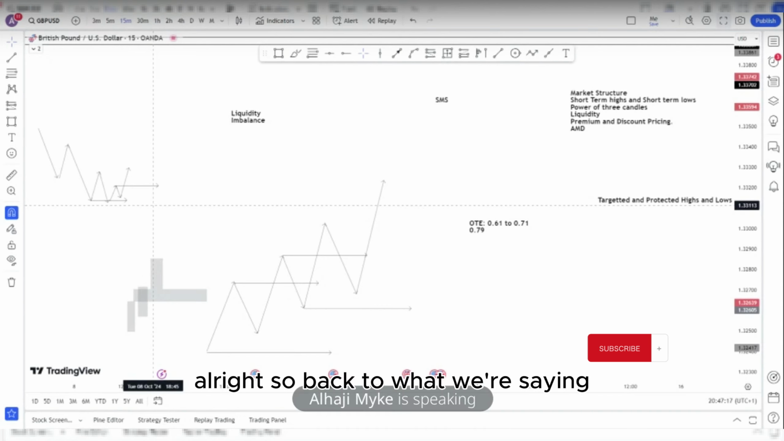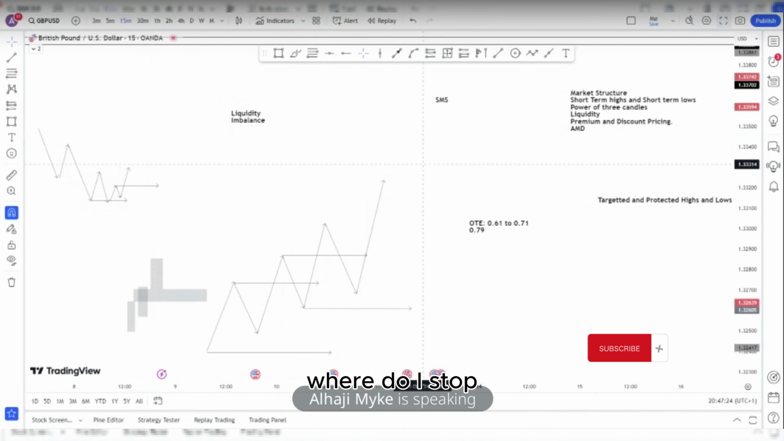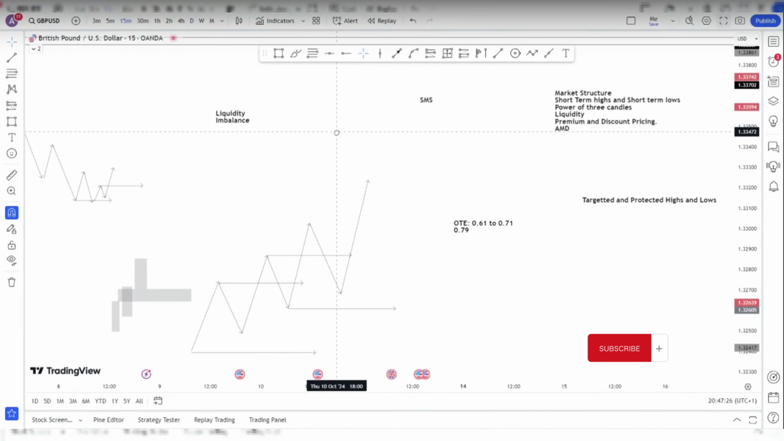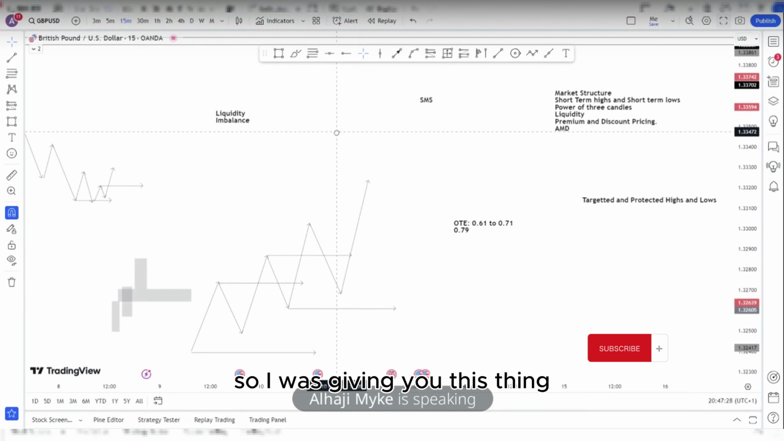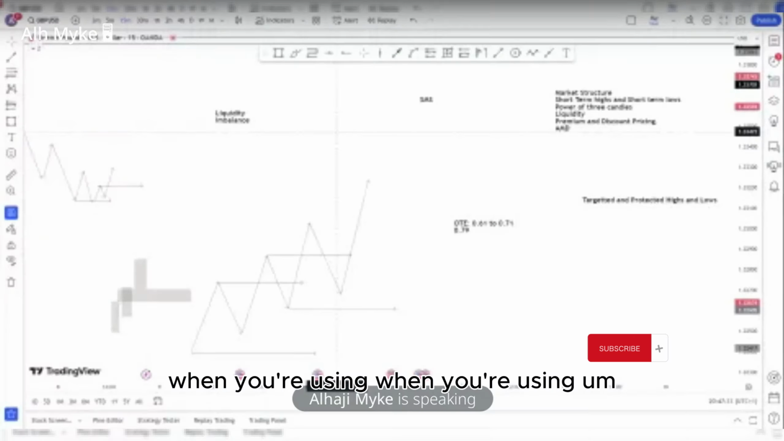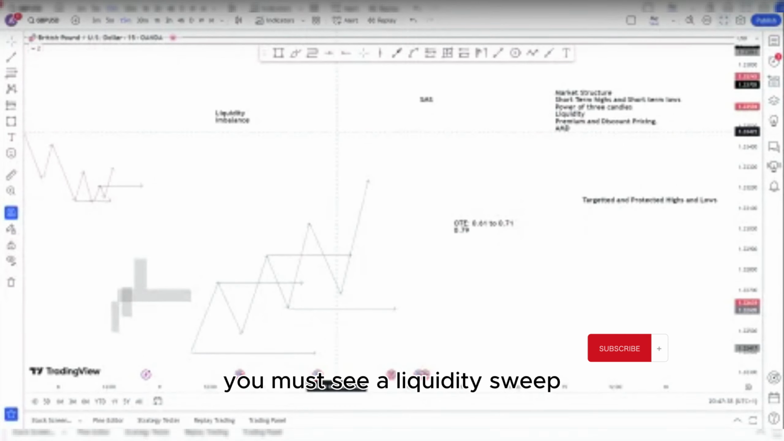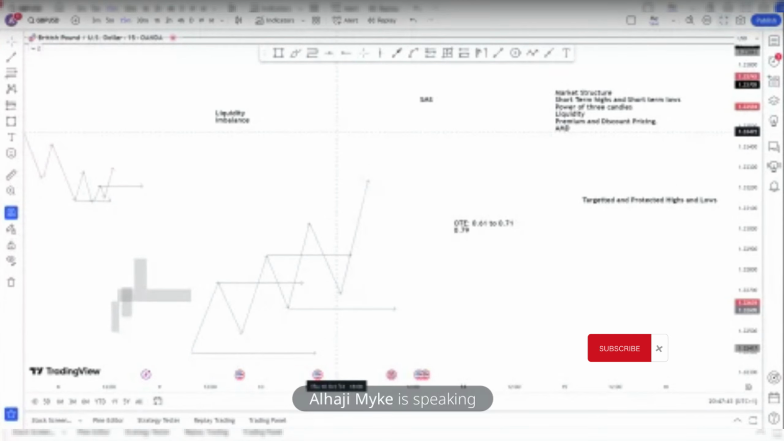All right. So back to what we're saying. Where did I stop? So I was giving the rules. The next thing I'm going to explain is when you're using short-term highs and short-term lows to trade, first you must see a liquidity sweep, you must see it breaching the short-term high that was created, and the breach must contain an imbalance, and you must see it coming back.